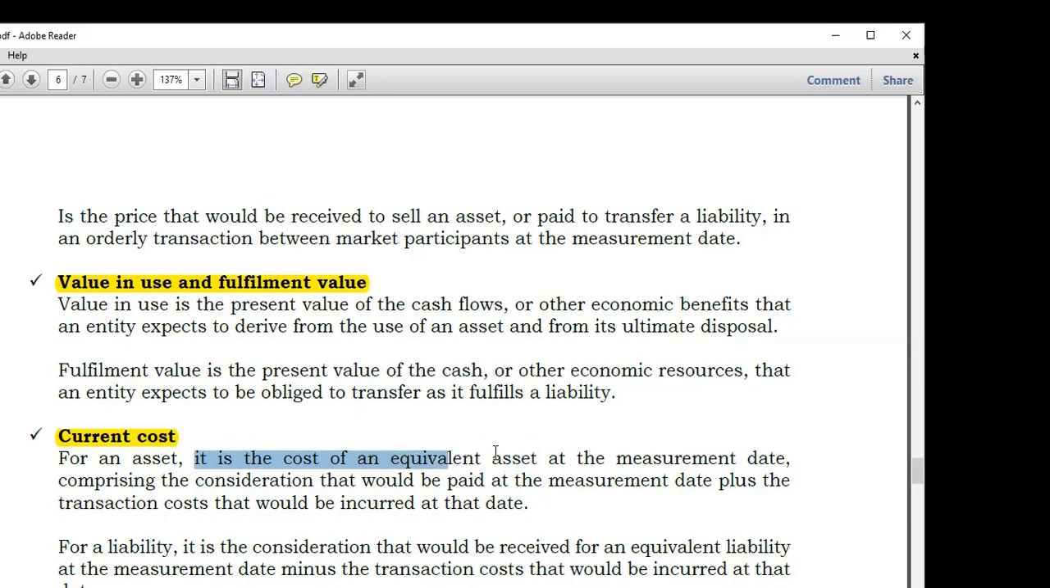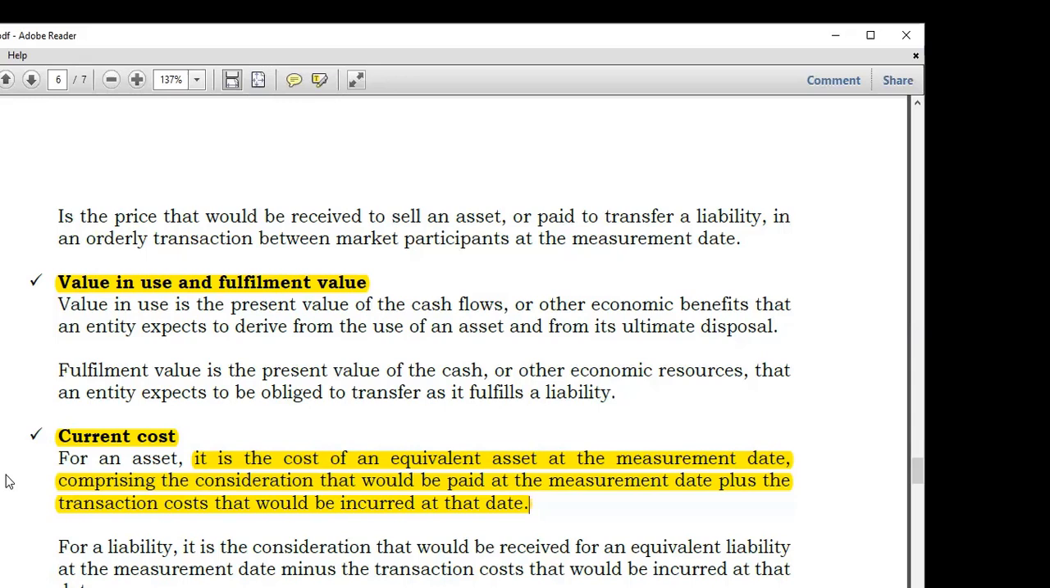So it is the cost of an equivalent asset at the measurement date, comprising the what? The consideration that will be paid at the measurement date plus the transaction cost that will be incurred at that date. By saying this, it is exactly the same definition as for historical cost, but we just specify the words at the measurement date, and also the words the equivalent asset. For that asset, for how much will we have to pay, and for transaction cost, to have something like that.